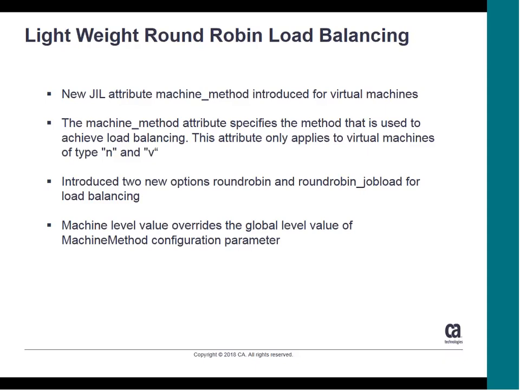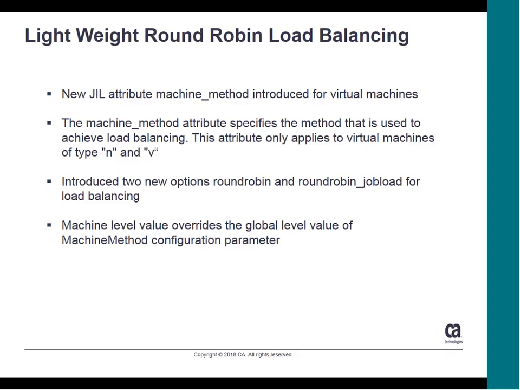So, if we talk briefly about the two new options, round-robin and round-robin job load. Round-robin ignores the job load. It keeps scheduling the jobs to the machine that happens to be next in the list. It doesn't care about the job load, whether the machine has it or not. It simply sees that if the machine is online and it has its order due, then the job is simply pushed to that particular machine.